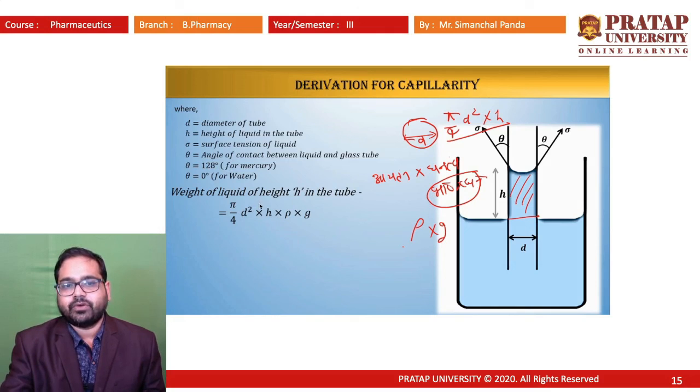So we have to calculate the downward force, the weight of the liquid of height h, and balance it with the upward force. The weight of the liquid can be written as pi d squared by 4 into h into rho into g, where d is the diameter, h is the height, rho is the density, and g is the acceleration due to gravity.